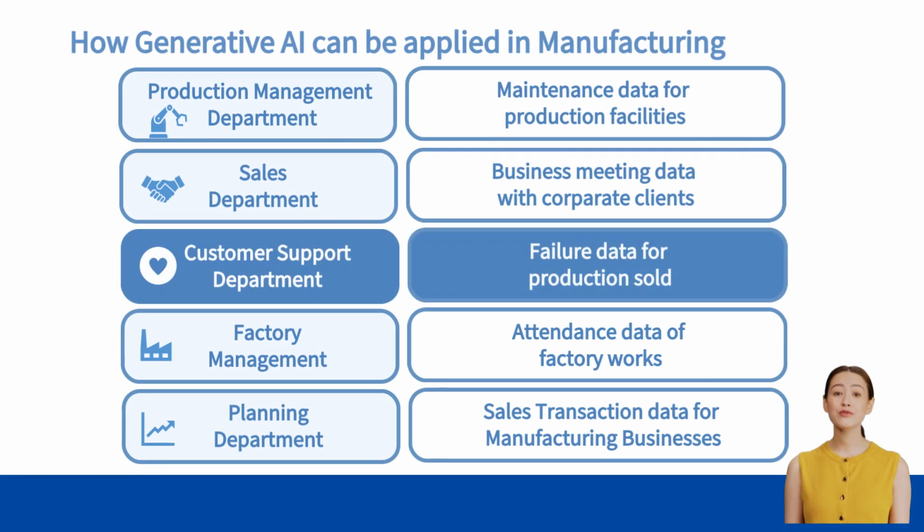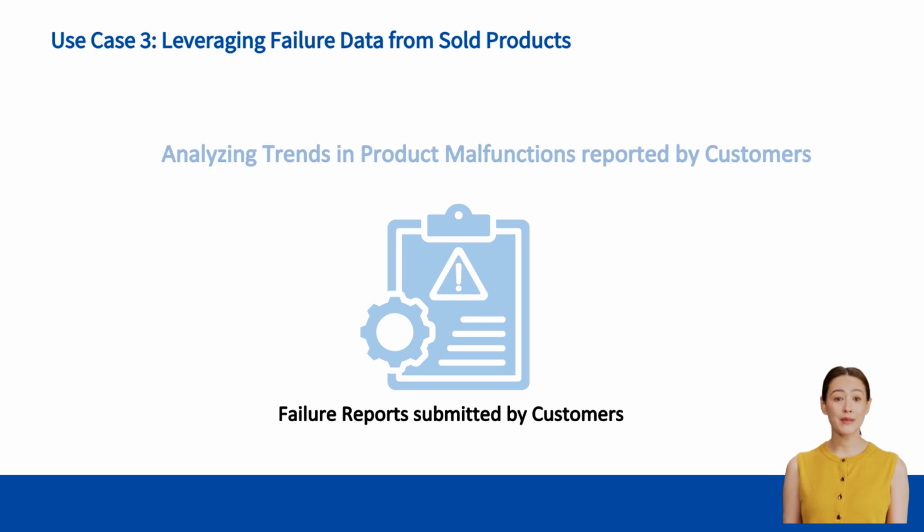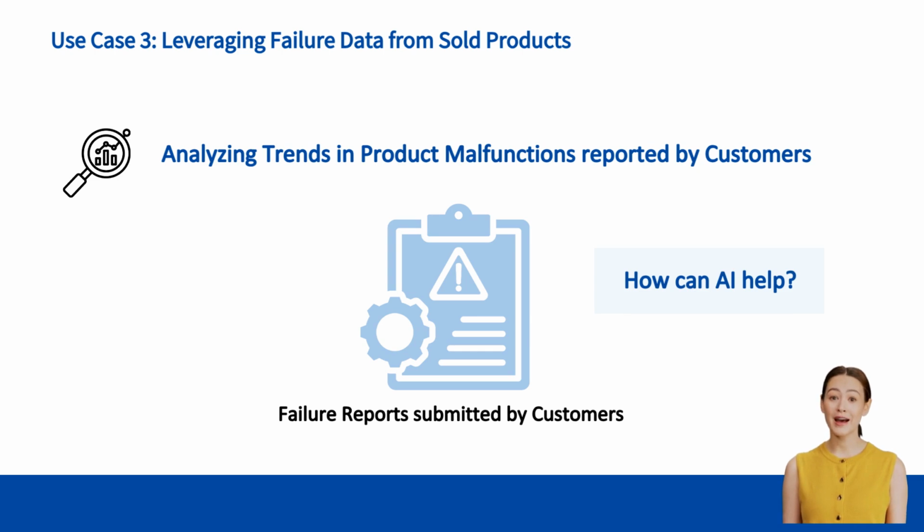Now, let's move to customer support. Let me share another example, this time focusing on product failure data from sold items. These included breakdowns, repair requests, or maintenance needs. Once we have these failure reports, we can begin to analyze the trends. So now, how can AI help?